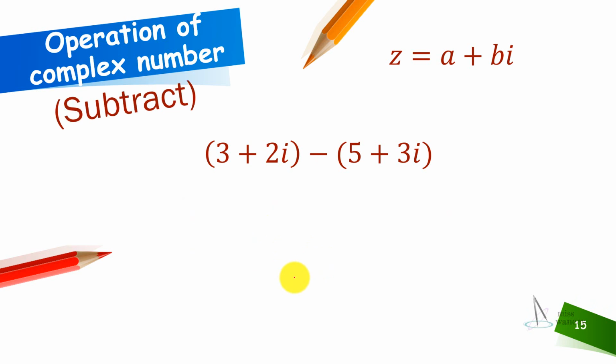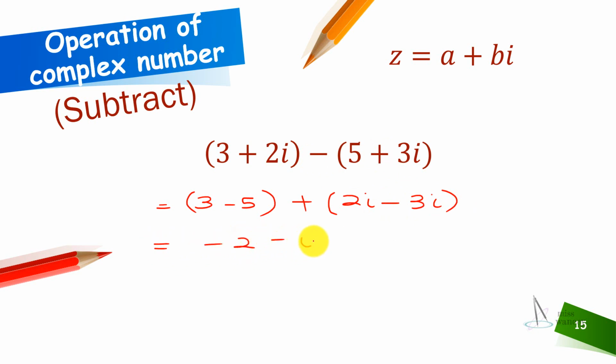So now subtraction. So similar question, except that now I change the plus to minus. Okay, so real part with real part, we're going to have 3 minus 5. And then 2i minus 3i, so this is minus 3i... So simplify them, we're going to get -2, -i. Okay, so that is subtraction.